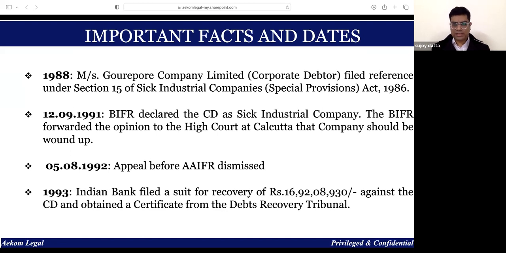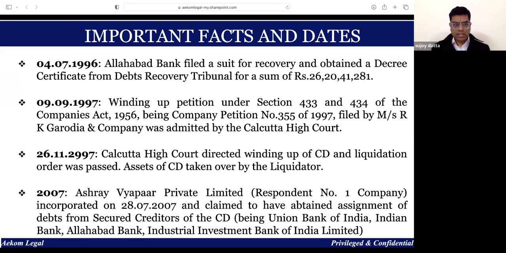There were four main lenders, the Indian Bank and certain other banks, and they had filed their debt recovery petitions before the Debt Recovery Tribunal against the company, and they acquired certificates. They acquired decrees in their favor. There was Indian Bank, Allahabad Bank, and they all acquired decrees. The total amount of these four entities was around 50 crores, the total debt exposure to these four entities by the corporate debtor.